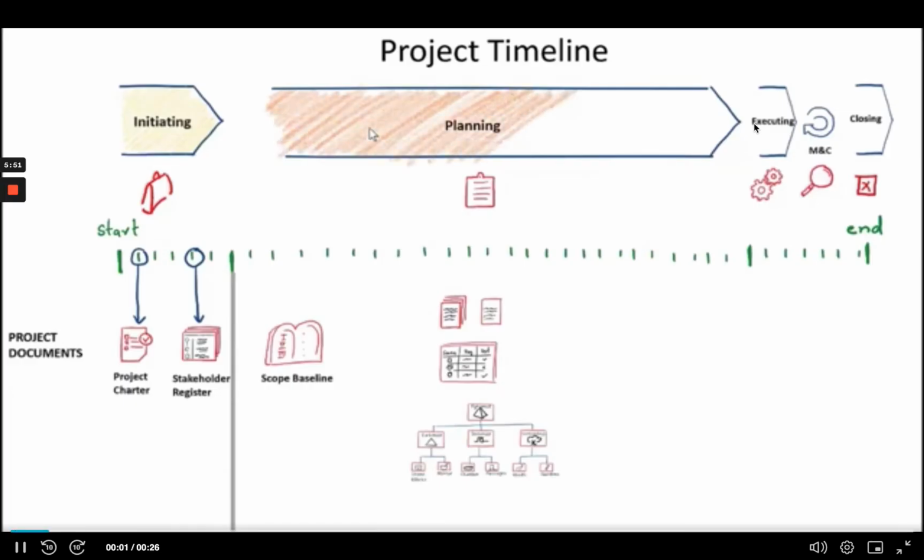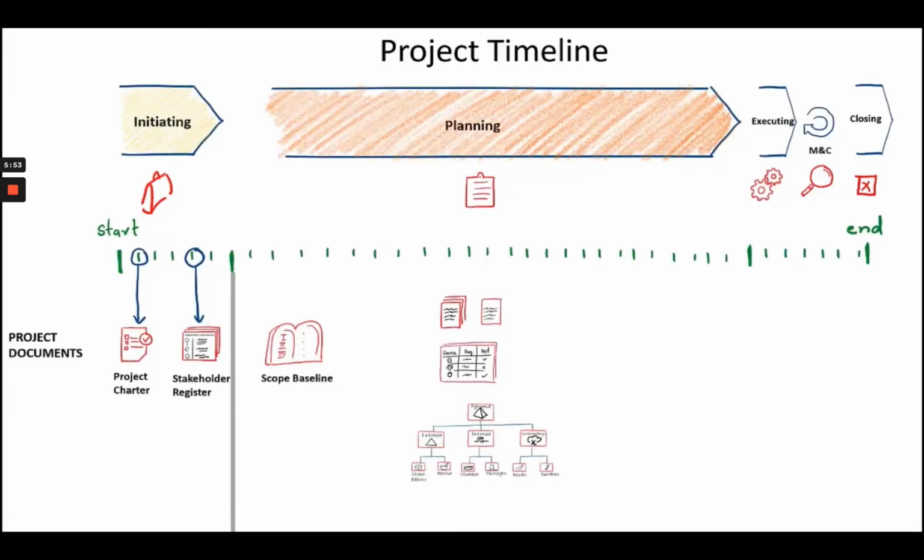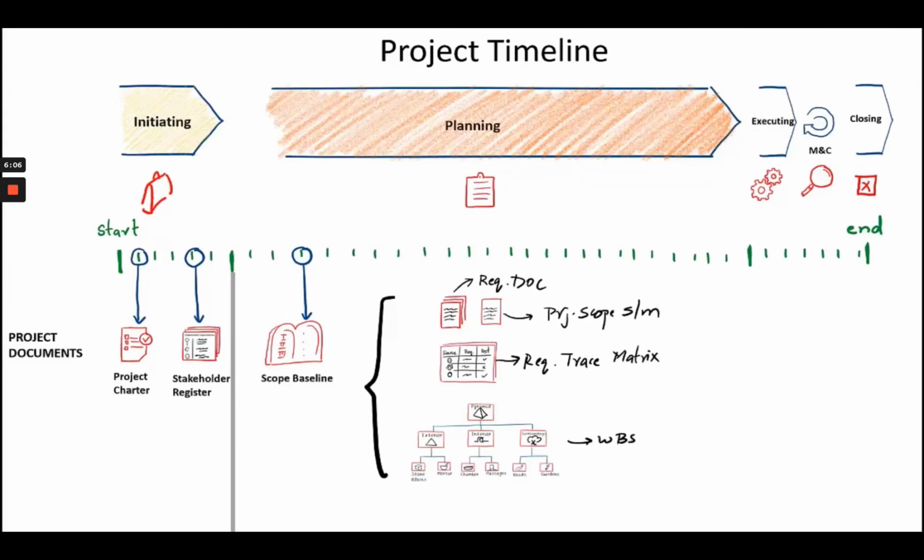We now have the scope baseline ready as our first major deliverable on the project. The scope baseline consists of the requirements documentation, requirements traceability matrix, the project scope statement, and the WBS. At the conclusion of this step, we now know what needs to be done on the project in terms of the overall scope that the project team will work on and deliver at the end.